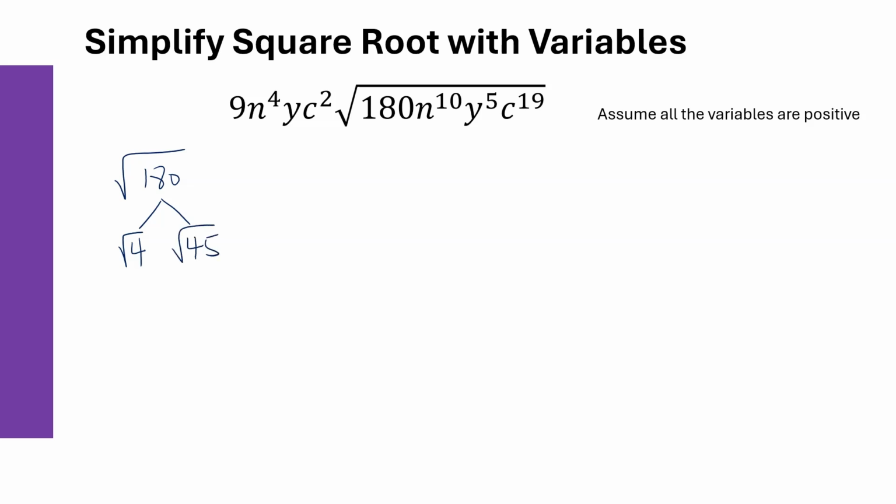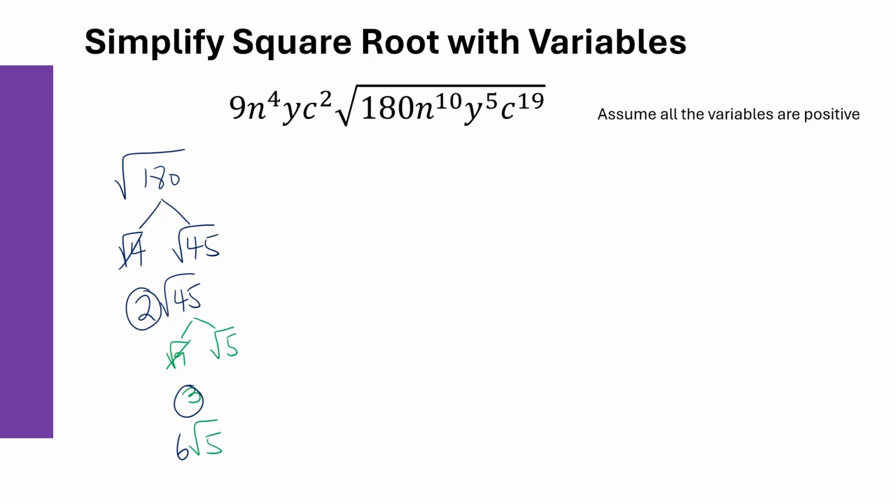So now we can simplify this. Square root of 4 is 2 and bring down the square root of 45. And I can break down square root of 45 by 9, which is another perfect square root, because 9 times 5 is 45. So now again, square root of 9 is 3. And now I can multiply 2 times 3, which will give us 6. And then you bring down the square root of 5.